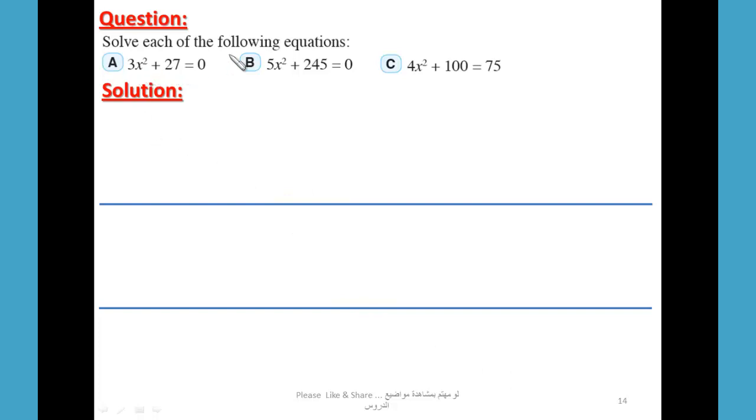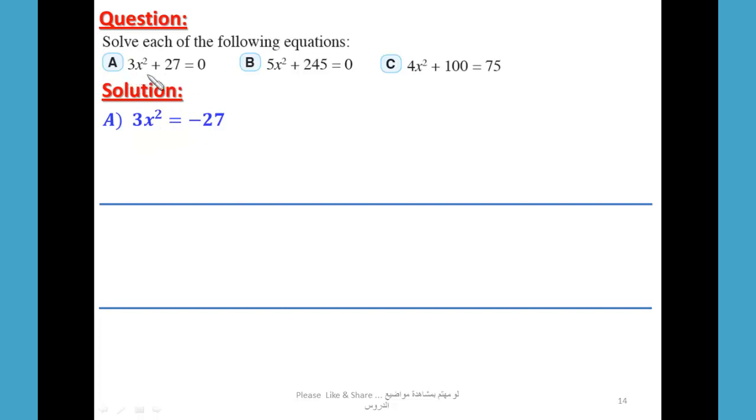Question: solve each of the following equations. A: 3x squared plus 27 equals 0. B: 5x squared plus 245 equals 0. C: 4x squared plus 100 equals 75. We want to find the solution for these three equations in the set of complex numbers. So starting with A, here 3x squared plus 27 equals 0, so we have 3x squared equals negative 27.